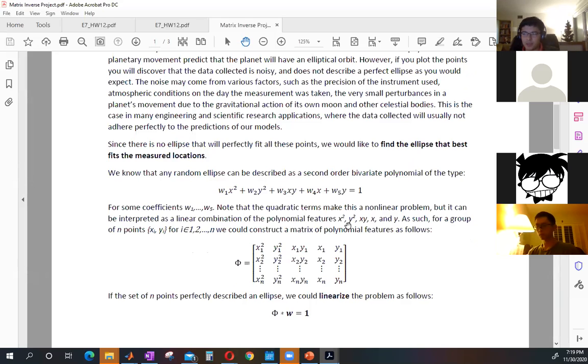You can interpret this as a linear combination of the polynomials x squared, y squared, xy, x, and y. What I mean by a linear combination is just what I said before: something times this plus something times this plus something times this, etc.